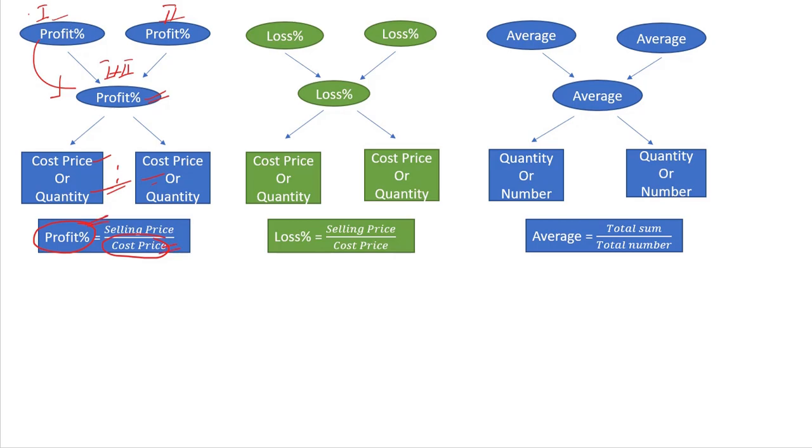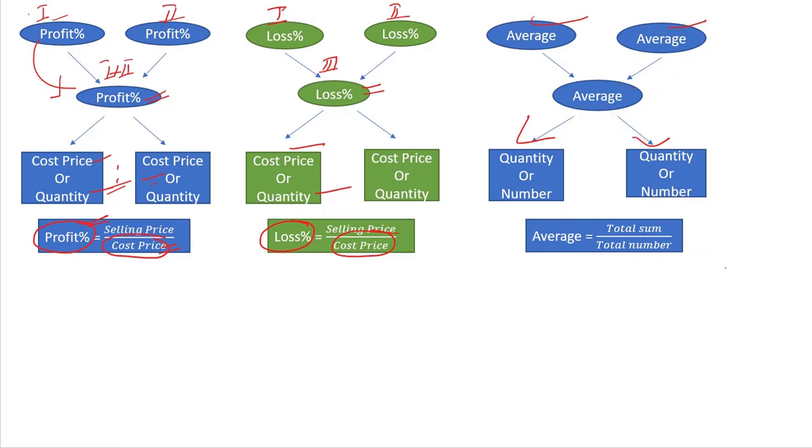In the same case, we have loss percent in the first item, loss in the second item, and overall loss percent, and then the ratio will be cost price or quantity ratio, because loss percent is calculated upon cost price. Similarly, we have averages and the overall average, and the difference is the quantity ratio, because average is calculated upon total number, which is quantity. Please take a screenshot of this.